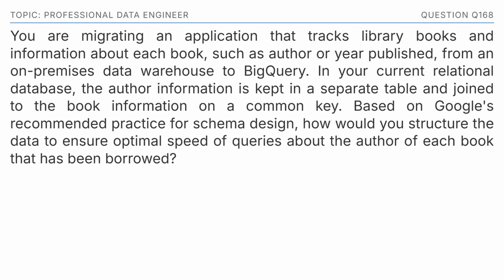You are migrating an application that tracks library books and information about each book, such as author or year published, from an on-premises data warehouse to BigQuery. In your current relational database, the author information is kept in a separate table and joined to the book information on a common key. Based on Google's recommended practice for schema design, how would you structure the data to ensure optimal speed of queries about the author of each book that has been borrowed?